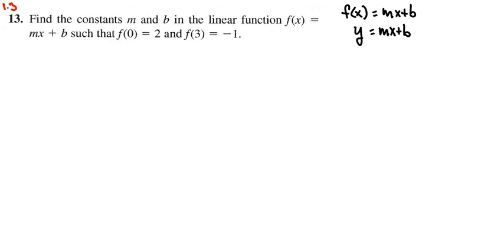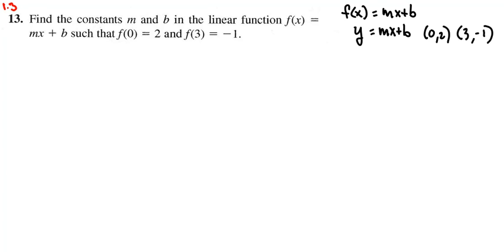F of 0 equals 2. Well, what that means is that when x is 0, f of x is 2. Remember, f of x is simply y. And that means we have the point 0, 2. Then we also have the point x equals 3 and y equals negative 1.